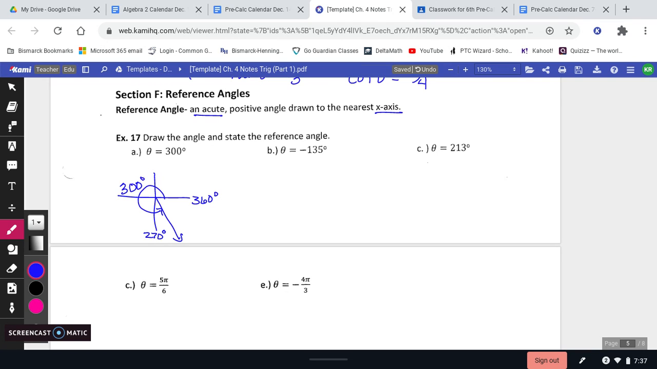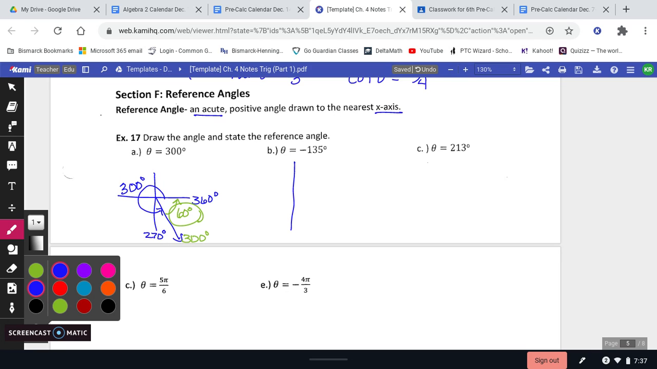Now the reference angle, go to the closest x-axis. So this distance is your closest x-axis. Well, if we're at 300 right now, to get to 360, that's a difference of 60 degrees. So 60 degrees is your reference angle.